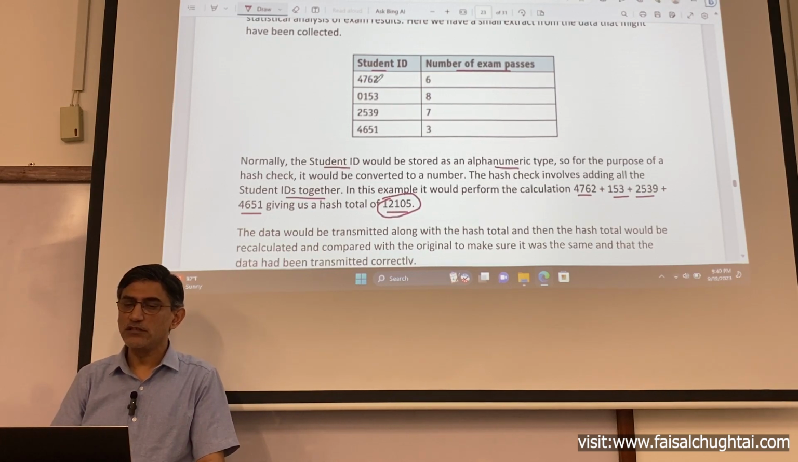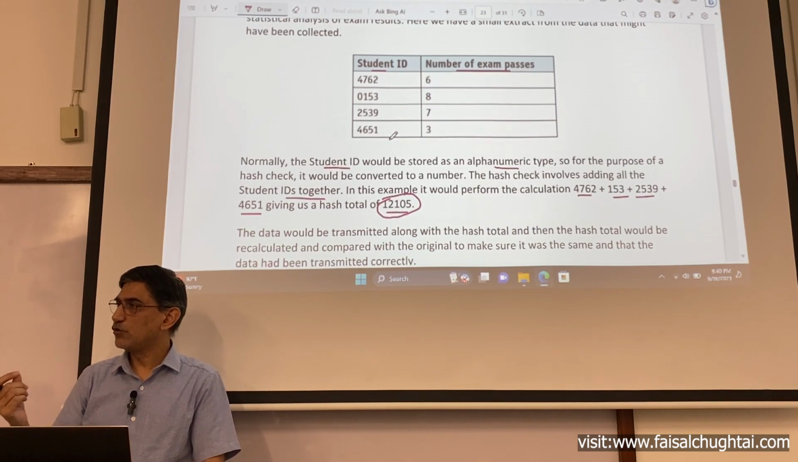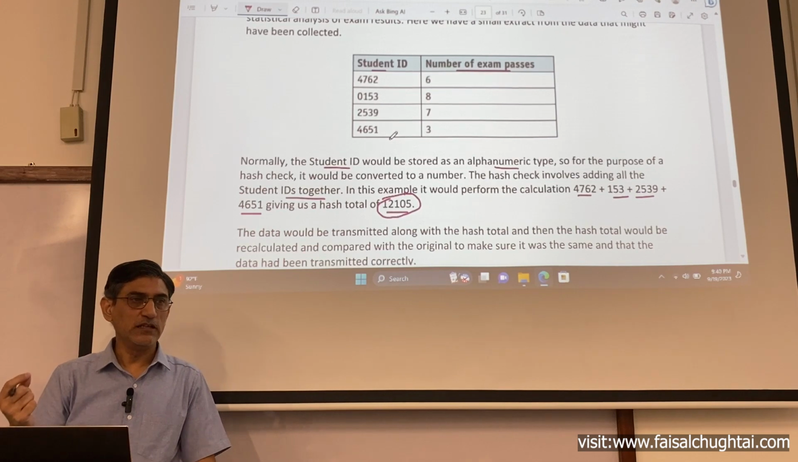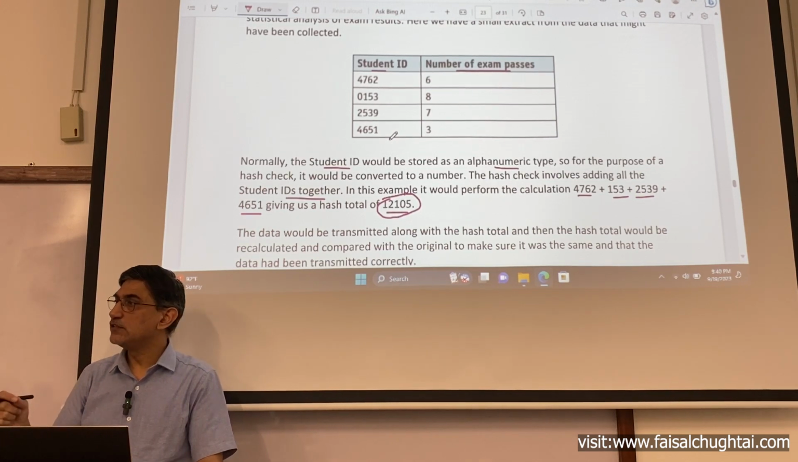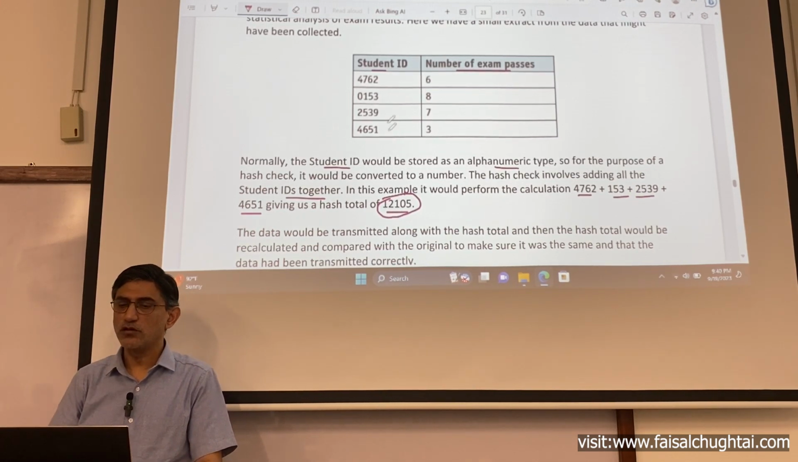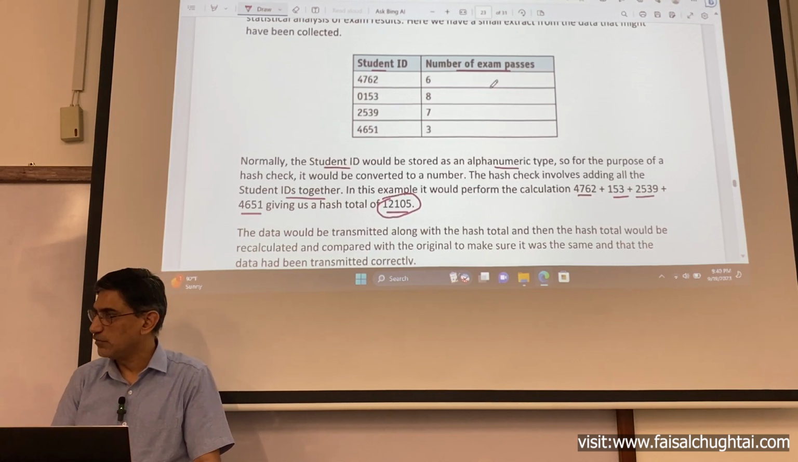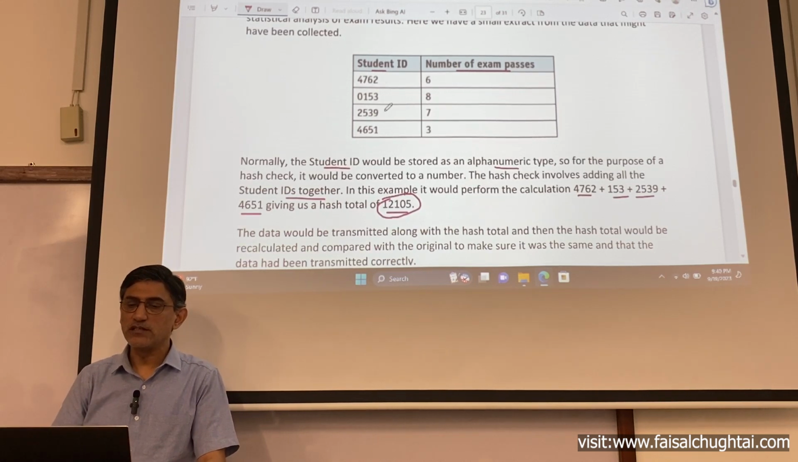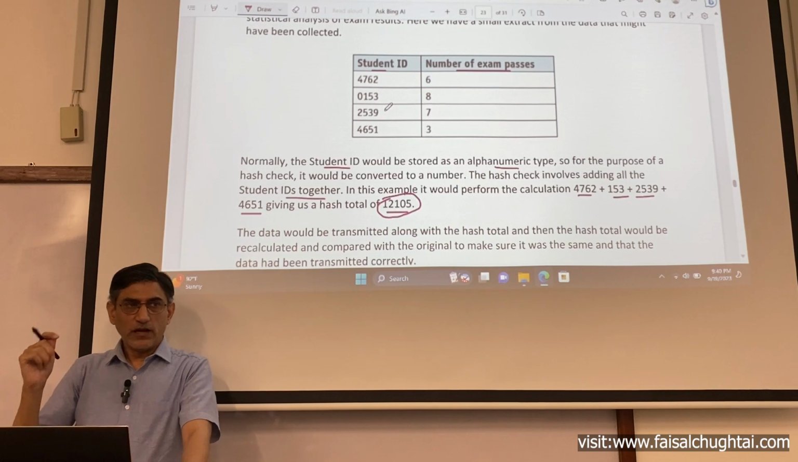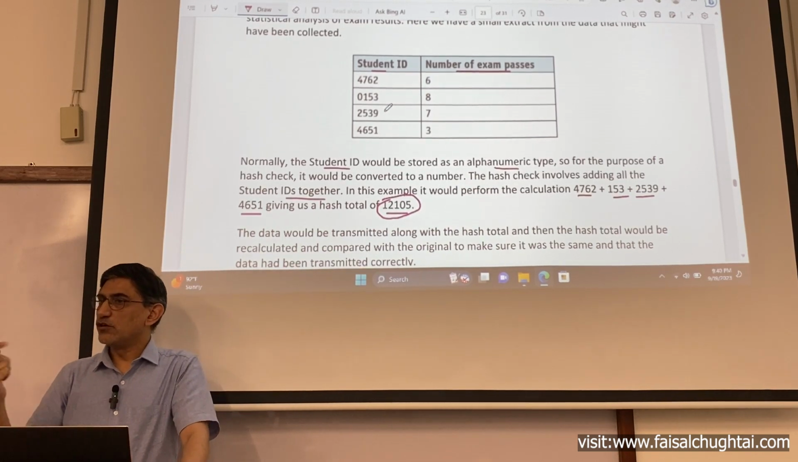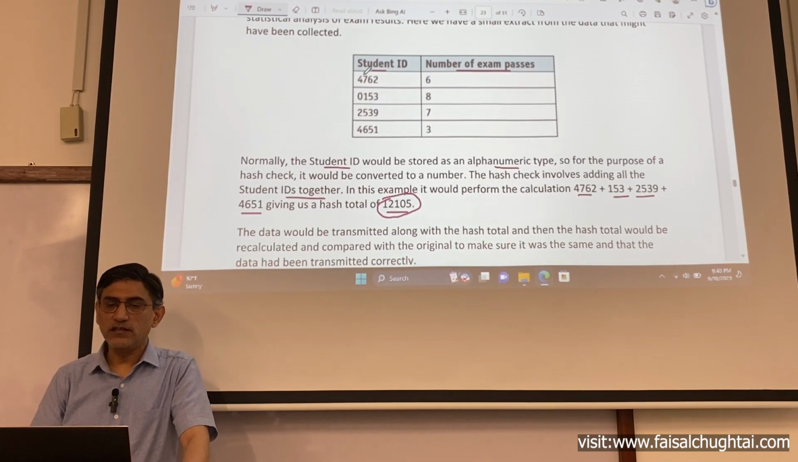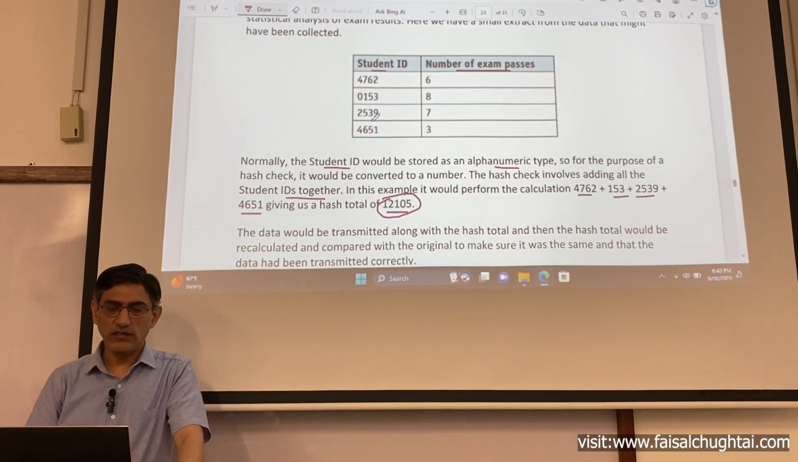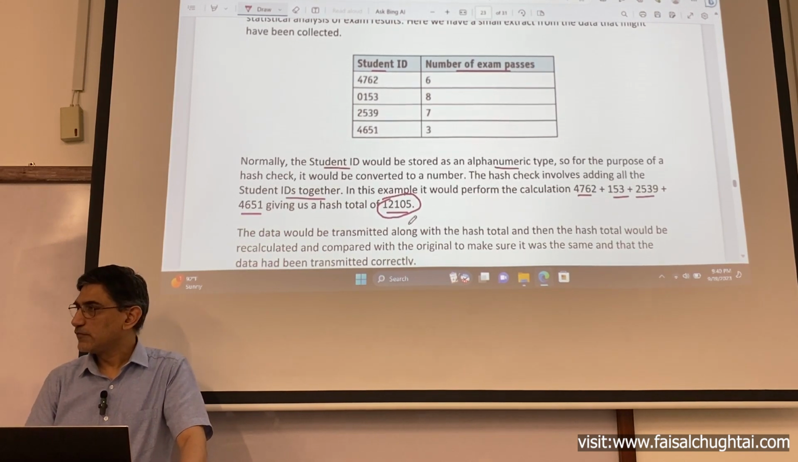Now, in this case, we just want to make sure that the student IDs have not been entered incorrectly. We are not talking about the exam passes for the time being. What we are talking about here is that while entering the student IDs, you did not make a mistake. Because if in any of the student IDs you made a mistake, the total would not be this.